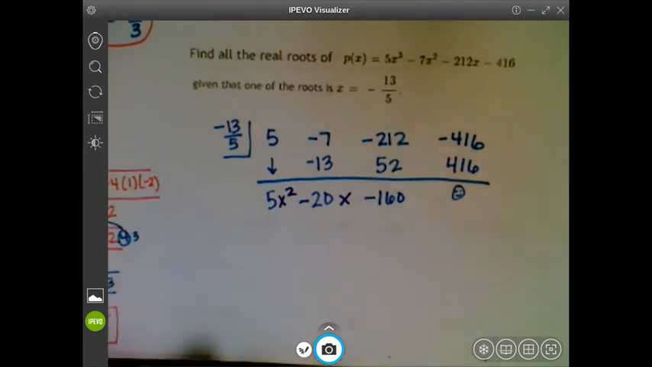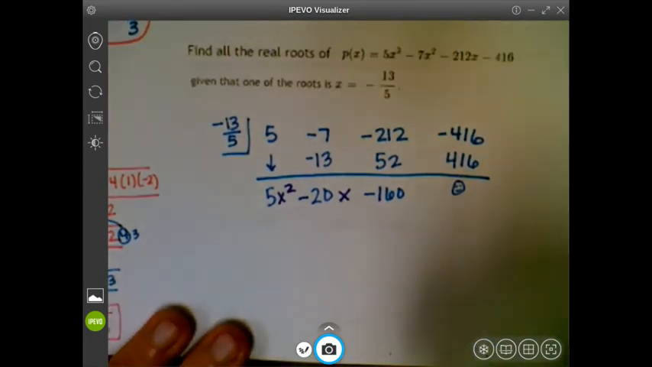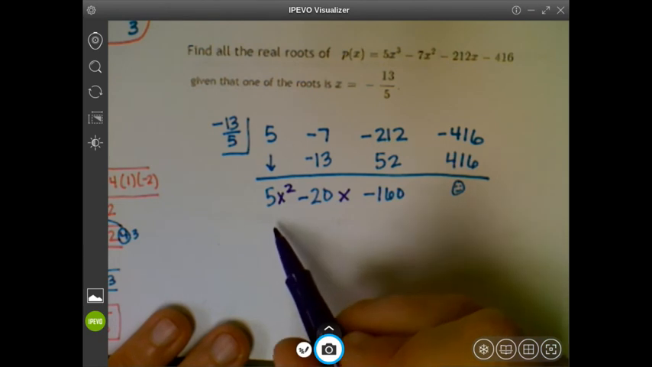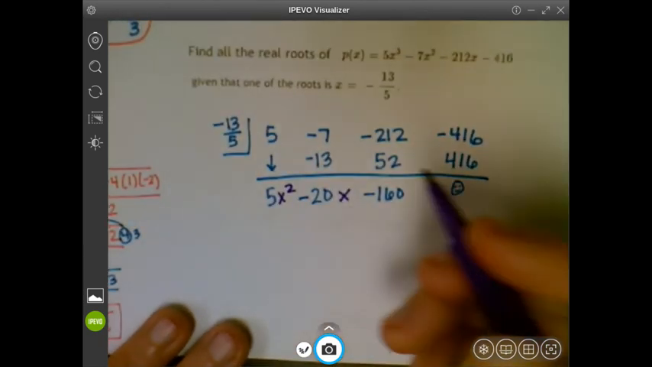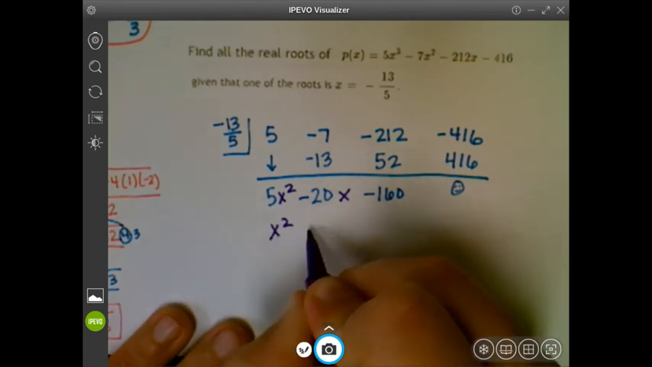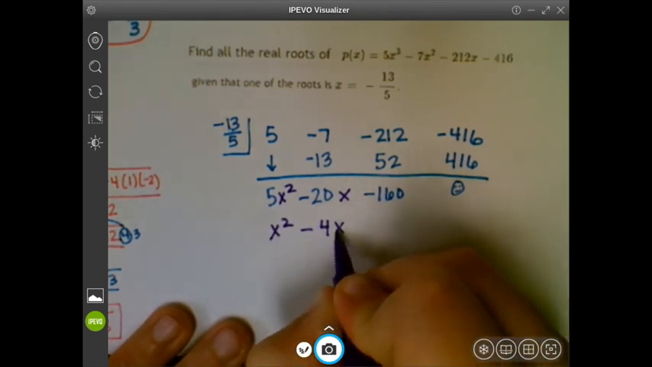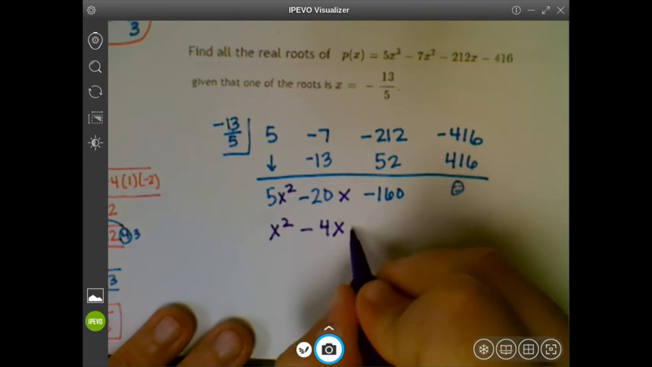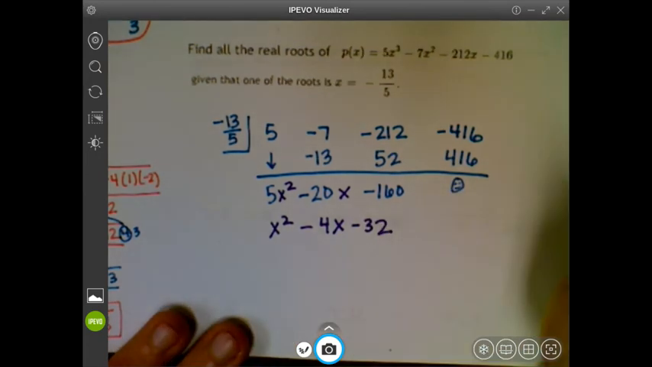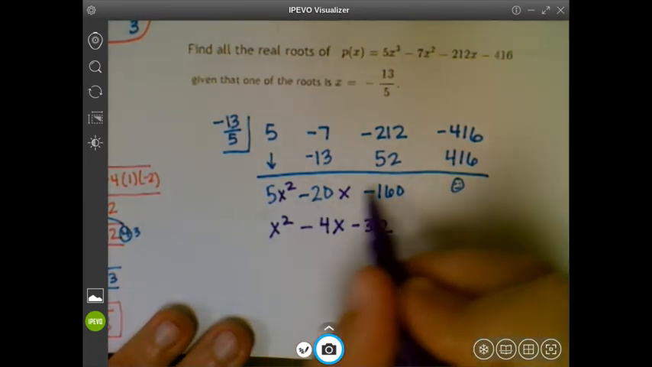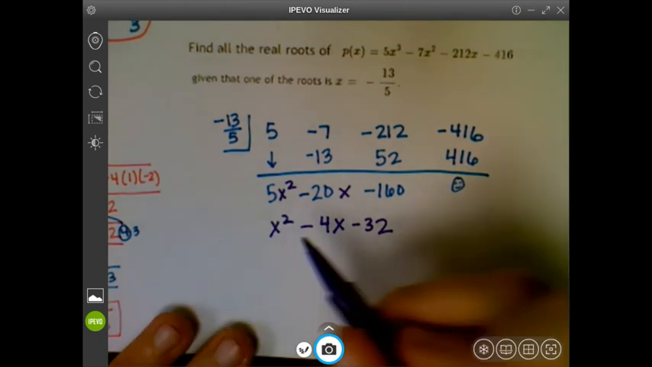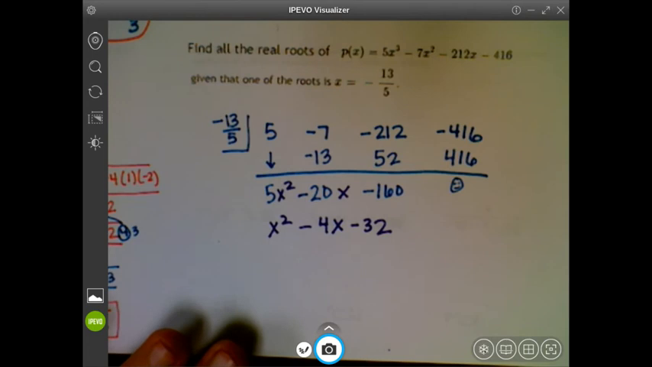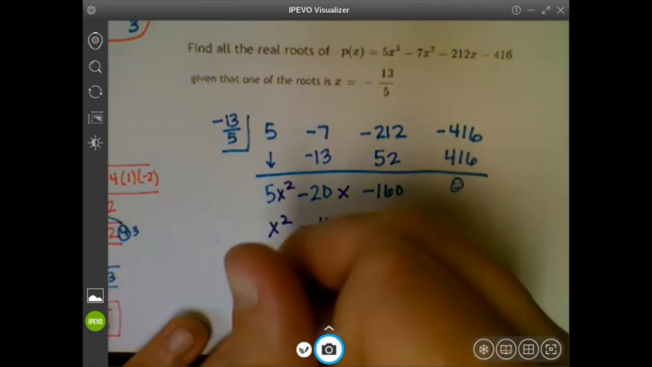And so we need to go ahead and solve this. You can either factor or use the quadratic formula. The first thing I notice is they all have a 5 in it. So I'm actually going to make this a lot simpler and say x squared minus 4x, and 160 divided by 5 is negative 32. So instead of working with the bigger numbers, I can divide them all by 5 because they had a GCF in there and just solve this equation, which I believe factors, doesn't it?